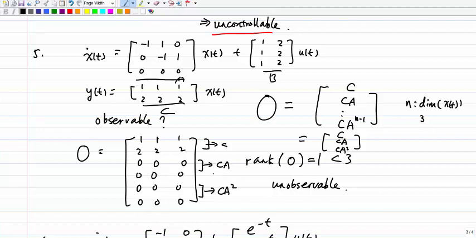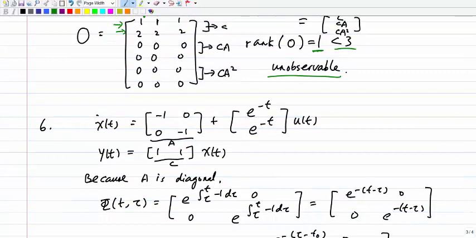So for the rank, you can do the column rank, of course, or you can do the row rank. The column rank and row rank should be the same. If you do the columns, they're all the same: 1, 2, 0, 0, 1, 2, 0, 0. So yes, they are linearly dependent. Only one of them is linearly independent, which means the rank of O is 1, which is less than 3, the dimension of my x(t). So this is not observable.